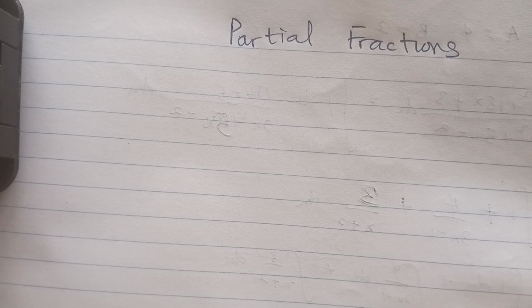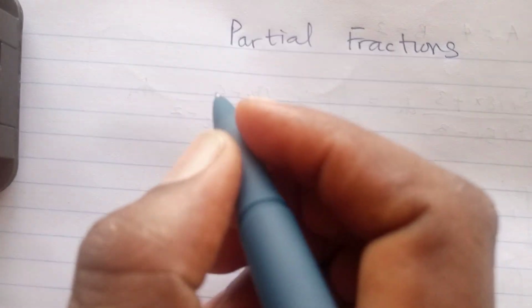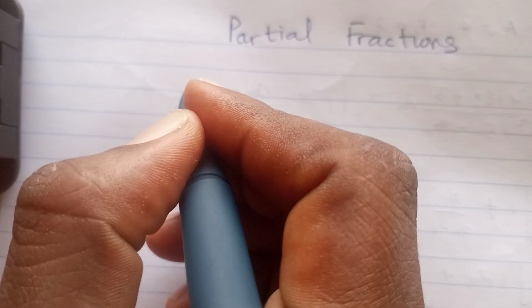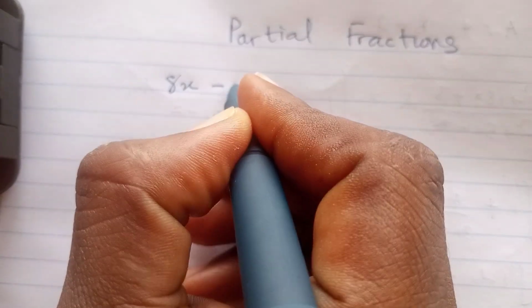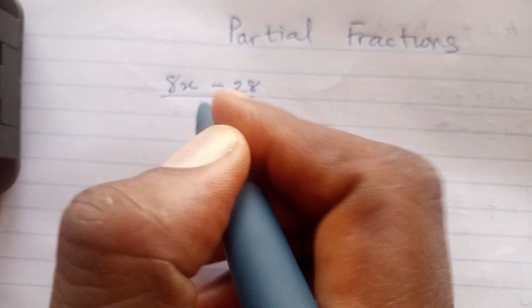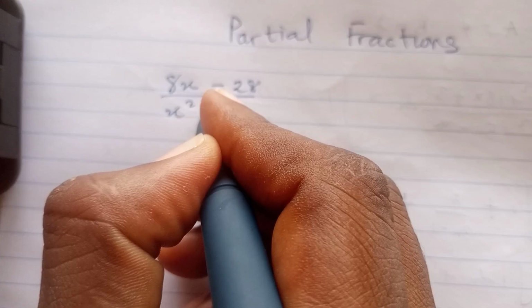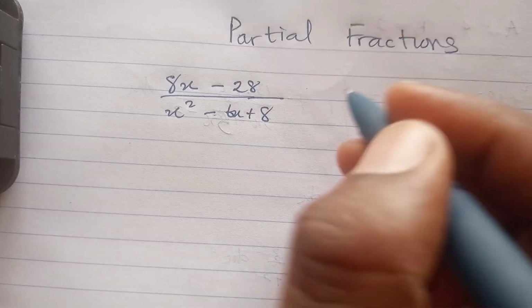Today we're going to look at partial fractions. Now, let's look at an example of a partial fraction. Let's say we have (8x minus 28) over (x squared minus 6x plus 8). How do we resolve this into partial fractions?